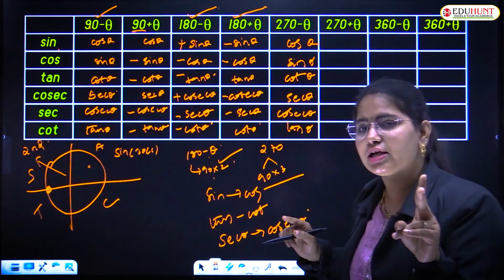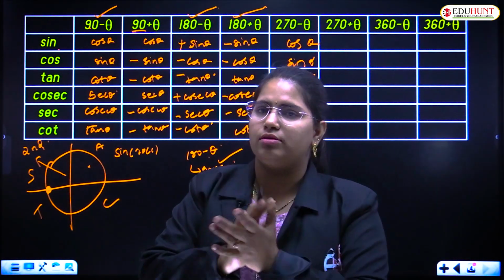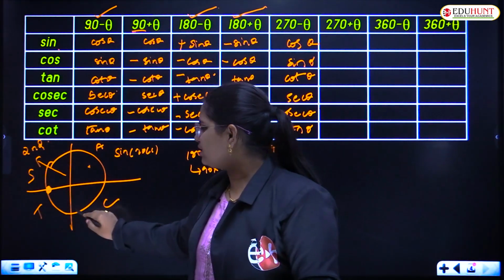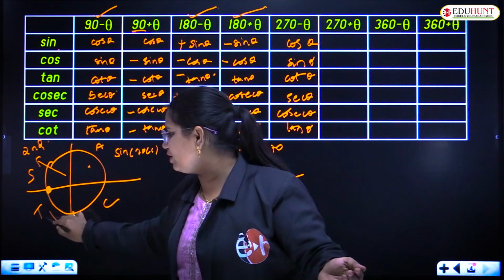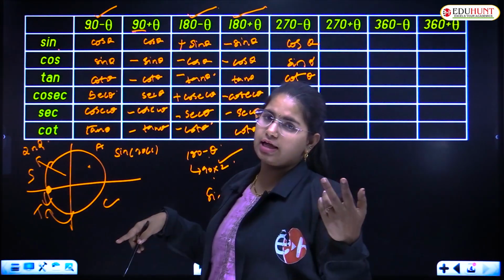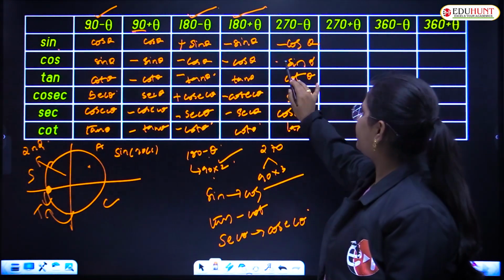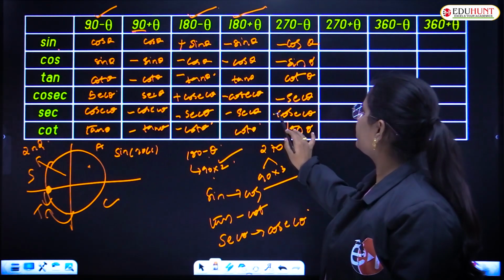Next, what you have to see is in which quadrant 270 minus theta lies. That is my second point. 270 minus theta means the angle is less than 270, so it will be in the third quadrant. In the third quadrant, tan and cot will become positive, and rest of all will become negative.